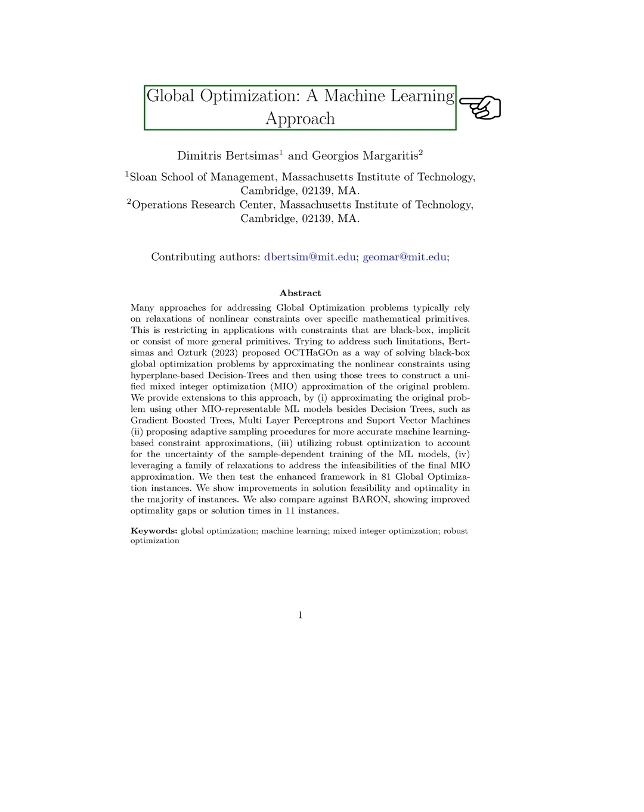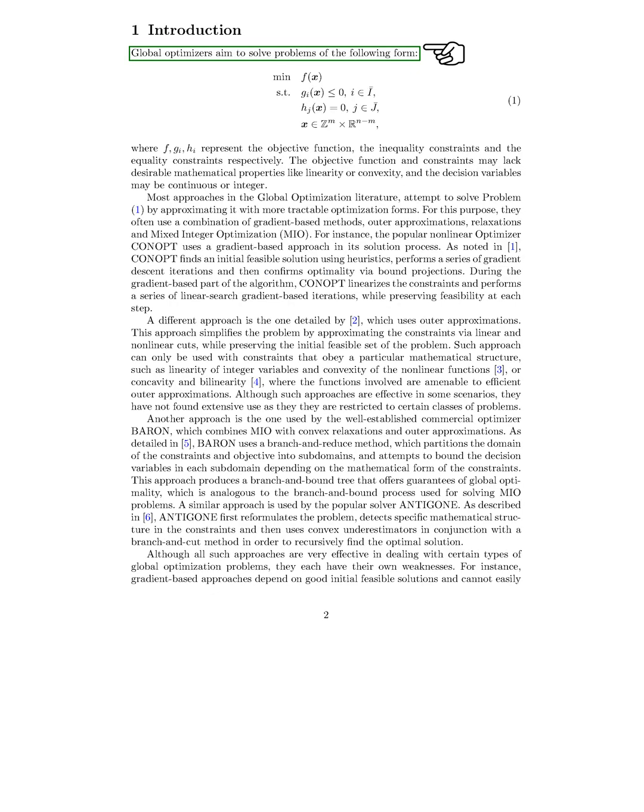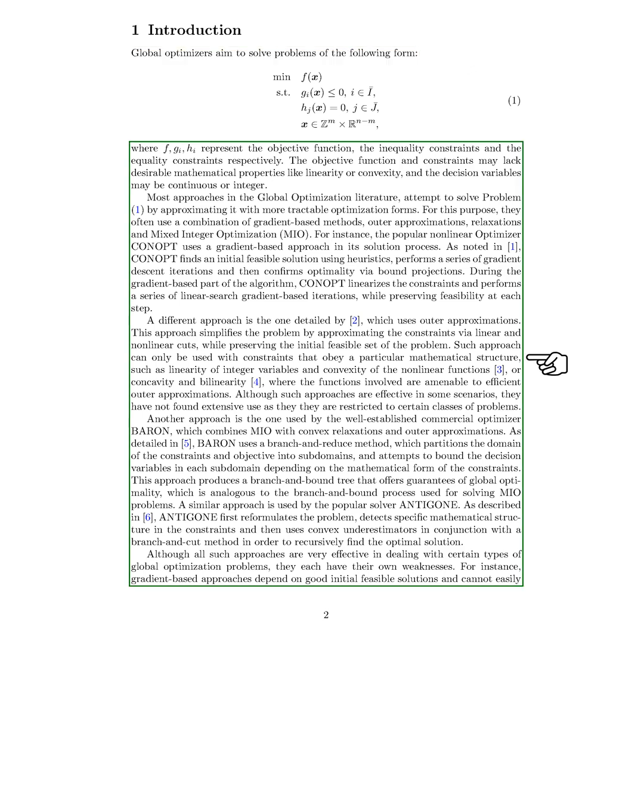Introduction. We're going to delve into the world of global optimizers, which are designed to solve problems that involve an objective function, inequality constraints, and equality constraints. These elements may not always have desirable mathematical properties like linearity or convexity, and the decision variables could be either continuous or integer. In the literature on global optimization, most strategies try to solve the problem by approximating it with more manageable optimization forms. They often use a mix of gradient-based methods, outer approximations, relaxations, and mixed integer optimization (MIO).